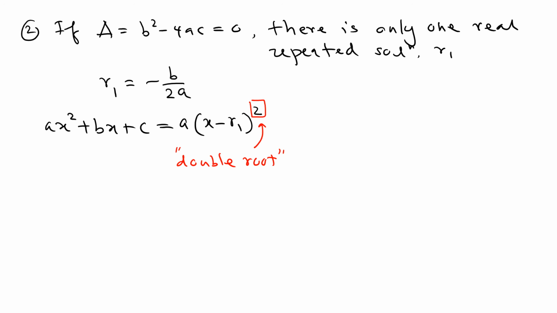We also call it multiplicity 2. How many times does it multiply? It multiplies 2 times. So in general, we call it a double root. So how does the graph look in this case?